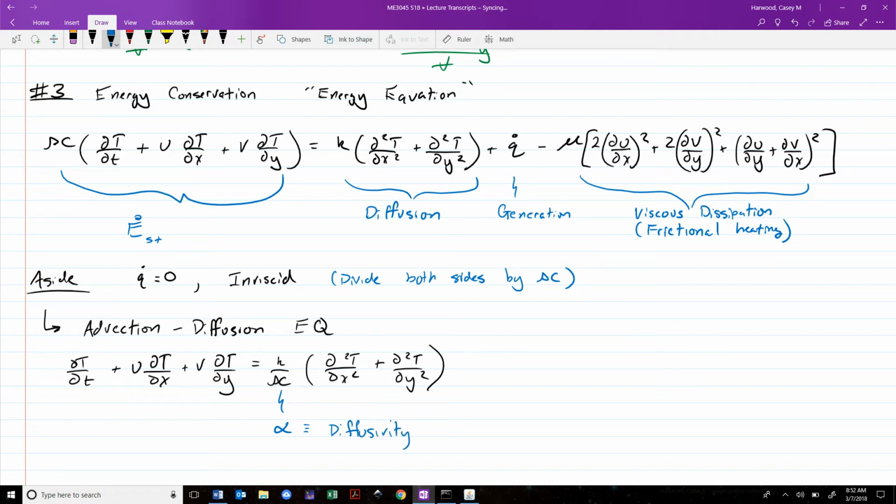So this is another term we've seen before. What we're seeing now is something that should look a lot like our heat equation, but with the inclusion of these advection terms.